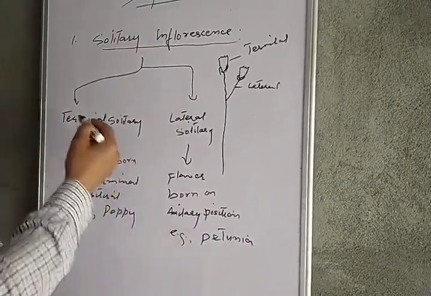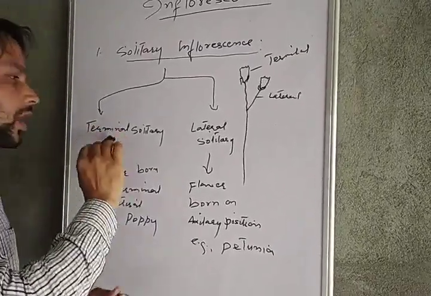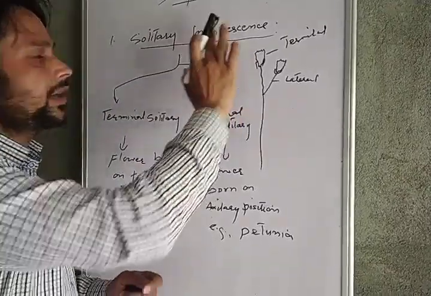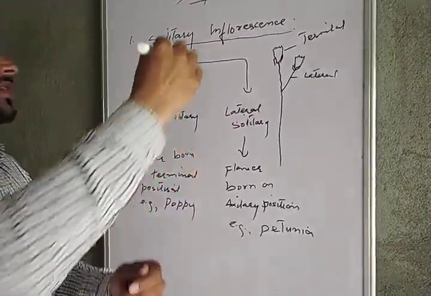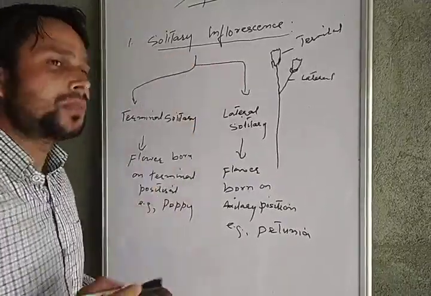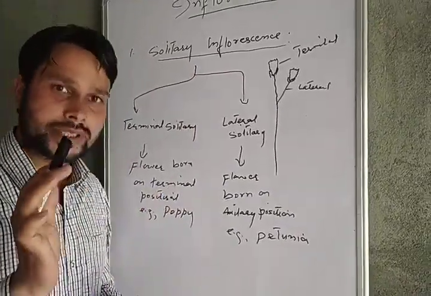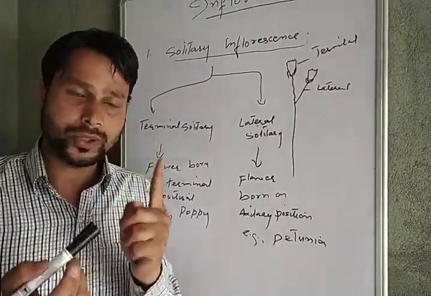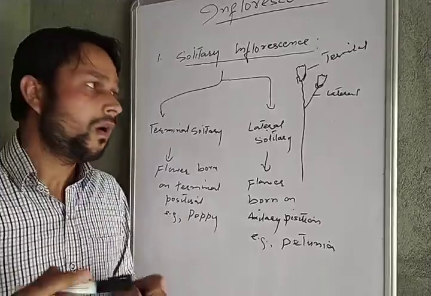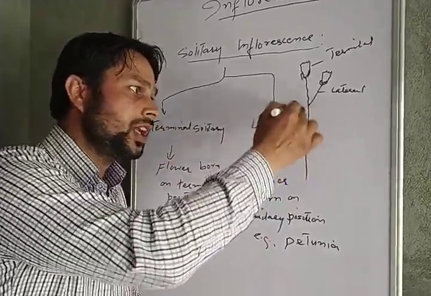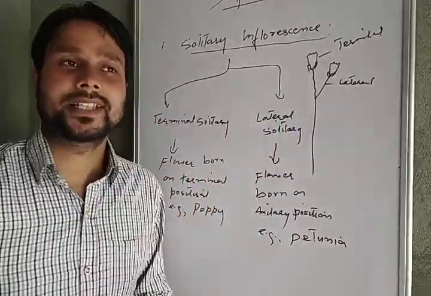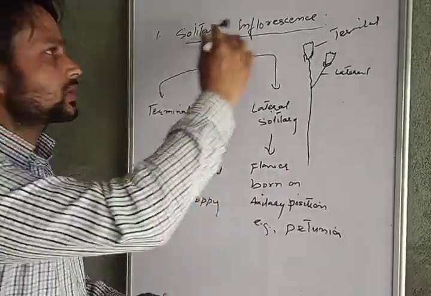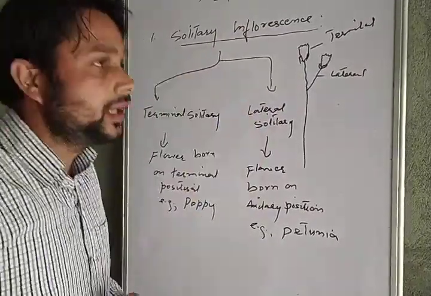The solitary inflorescence is solitary terminal or terminal solitary, lateral solitary or axillary solitary. Solitary inflorescence is that type of inflorescence in which flowers are born singly, either at a terminal position or an axillary position. When the flower is born at the terminal position, it is called terminal solitary, and when it is born at the axillary position, it is called lateral solitary or axillary solitary. The examples are poppy and petunia. Okay, this was about solitary inflorescence.